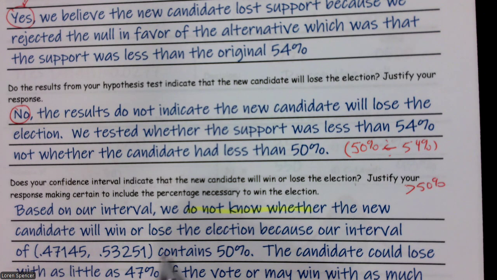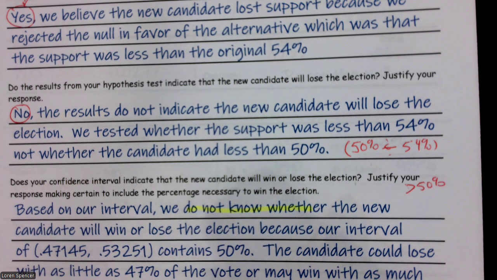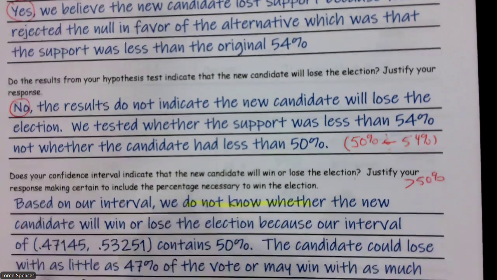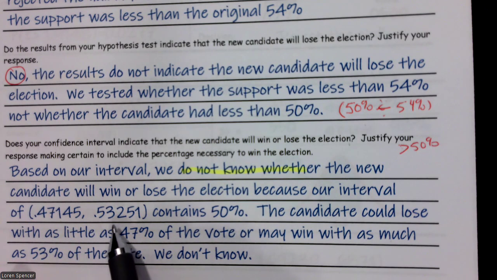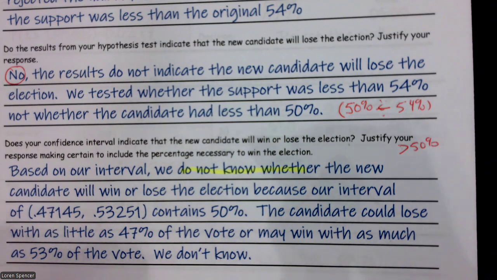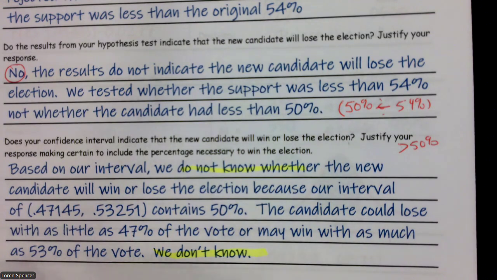0.4715 to 0.532 contains 50%. The candidate could lose with as little as about 47.1%, or may win with as much as 53.2% of the vote. We don't know. So because it contained the 50% and was not higher than 50%, we have no way of knowing.